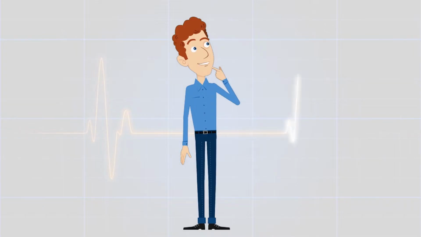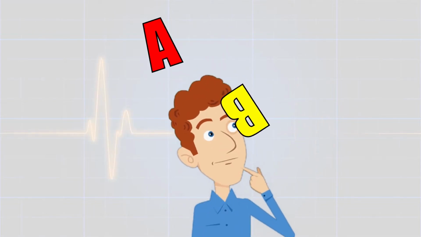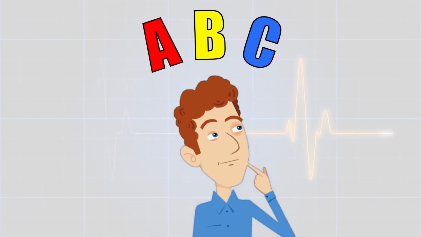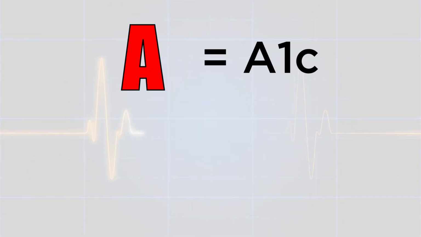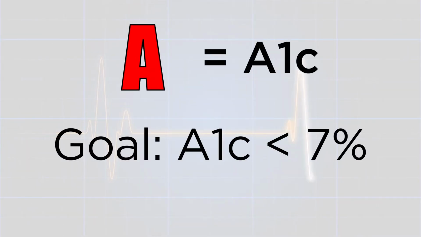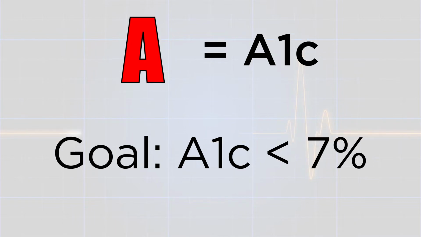What can I do to prevent developing heart disease if I have diabetes? Learn the ABCs of diabetes. A stands for A1C. For most people, the goal for ideal diabetes control is having an A1C less than 7%. You should have this checked every 3 to 6 months. Talk with your healthcare provider about your specific goal and how often you should have it checked.